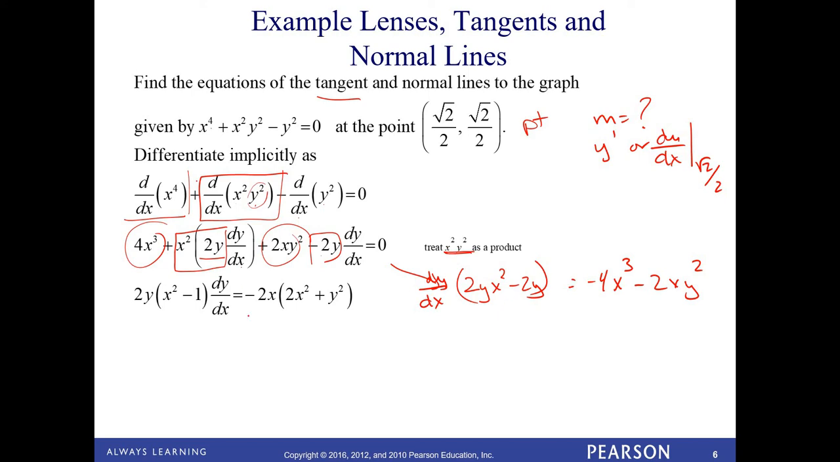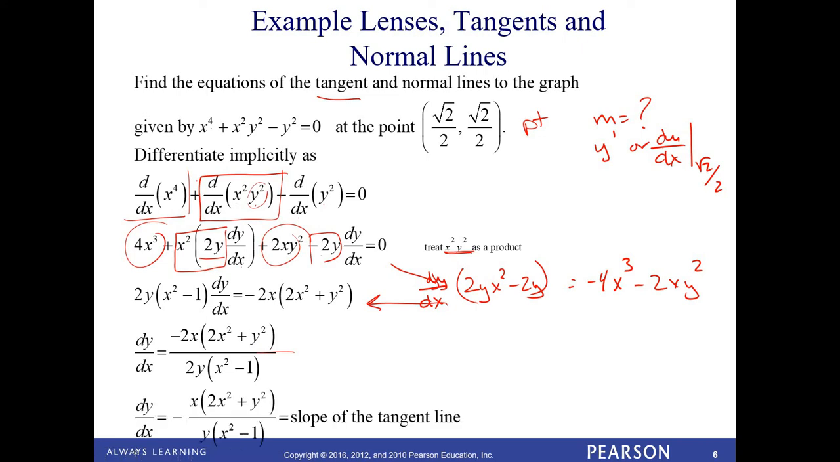So then they also factored out a 2y, bringing us to this step, and on that side they factored out a 2x. Now I'm going to bring everything to the other side by dividing everything by 2y, x squared minus 1, and then we can also cancel the 2's, bring the negative side in front, and that's the slope of the tangent line. So far we have found the slope of the tangent line.